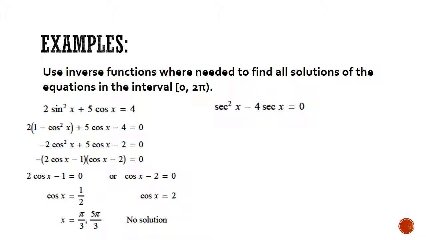For cosine of x equals 1/2, you have 2 solutions, pi over 3 and 5 pi over 3. For cosine of x equals 2, you have no solution because a cosine cannot go above 1.